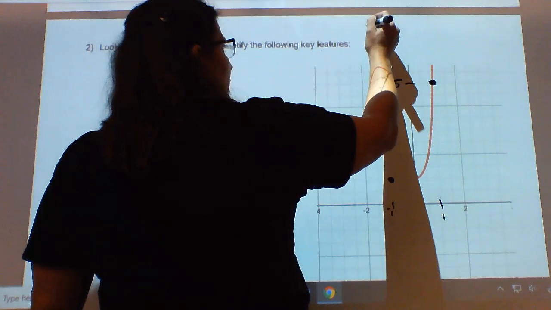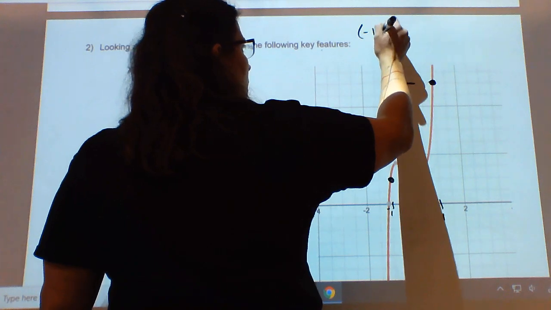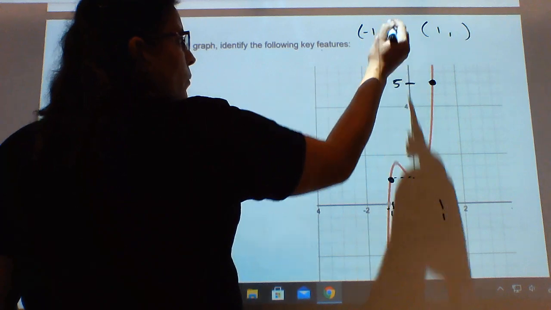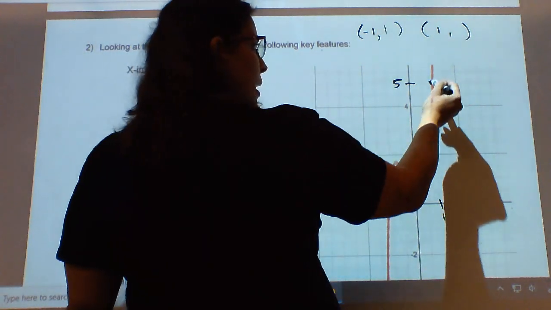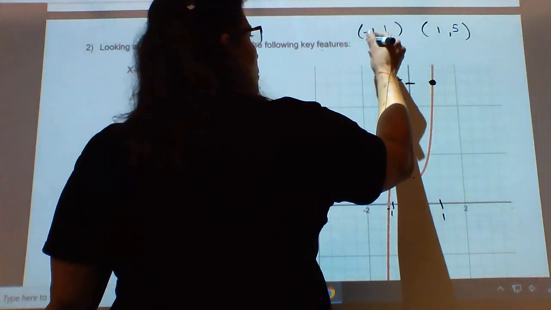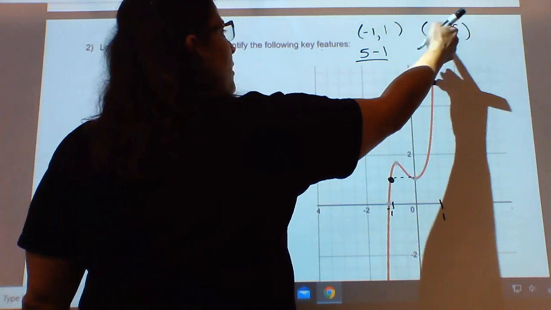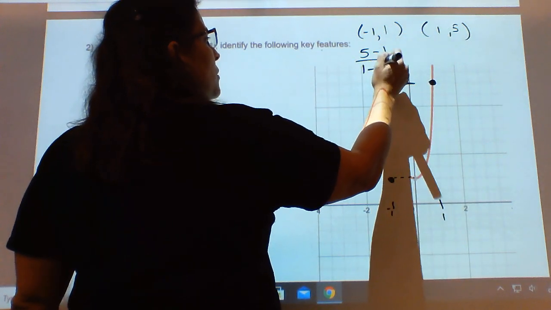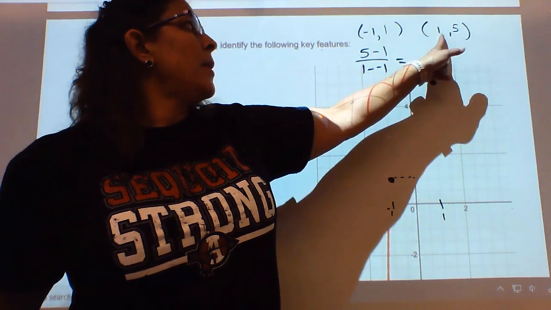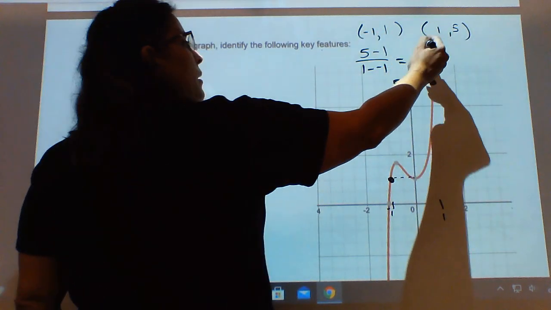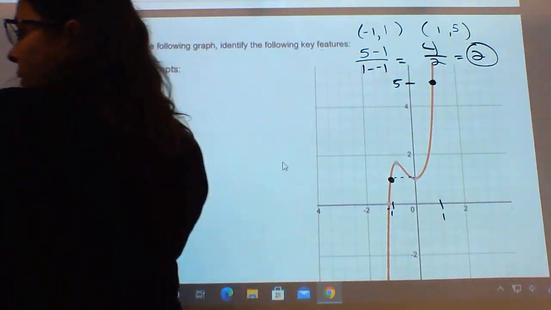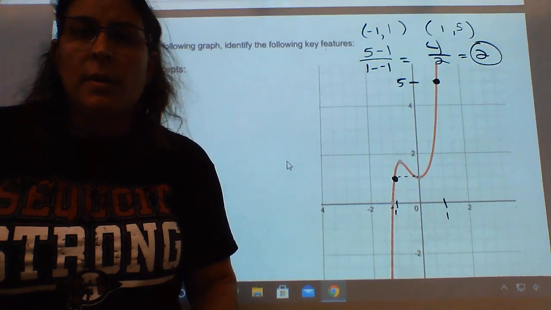So if I wanted to do my rate of change, at -1, I'm hitting at 1. At +1, I'm hitting at 5. So remember our formula, y2 minus y1 divided by x2 minus x1. So 5 minus 1 divided by 1 minus -1, 4/2, which is 2.